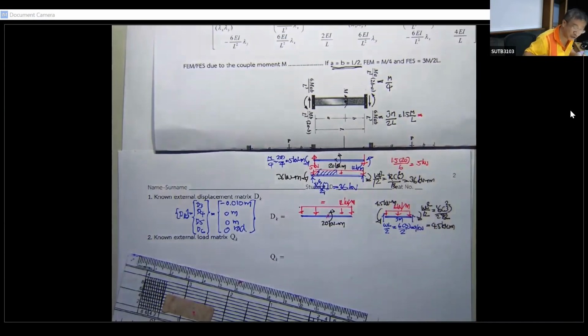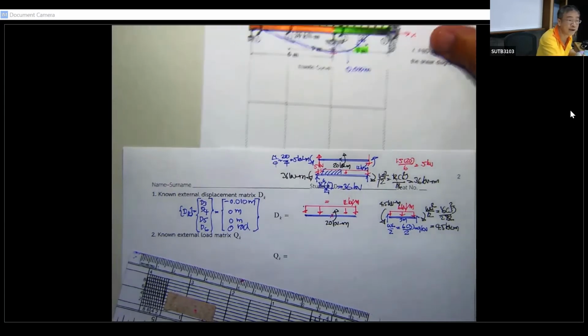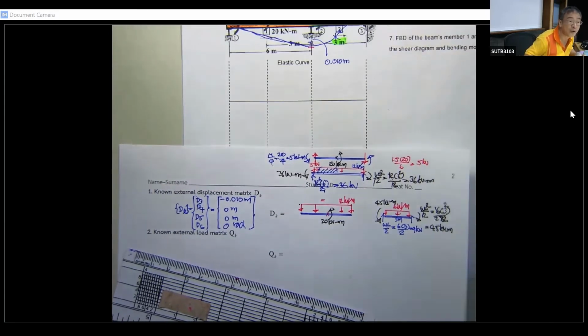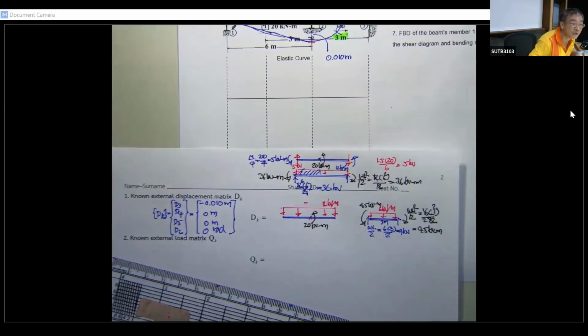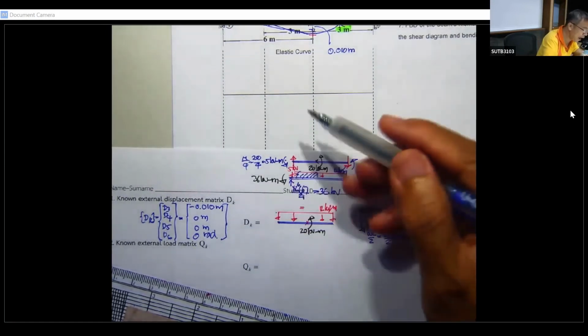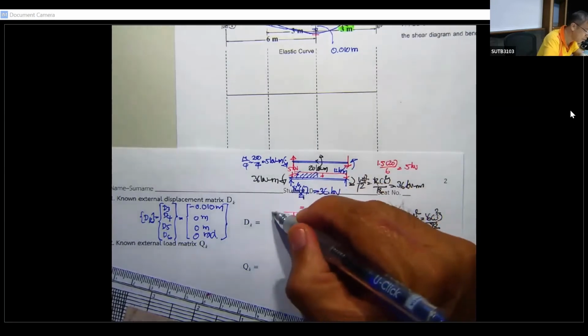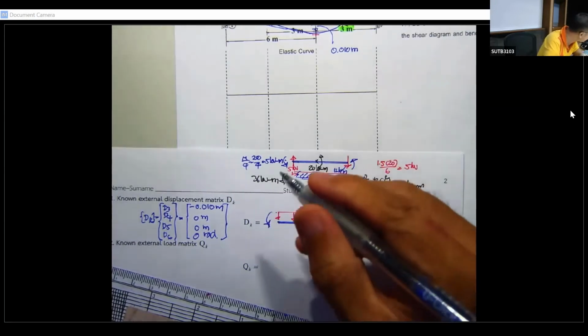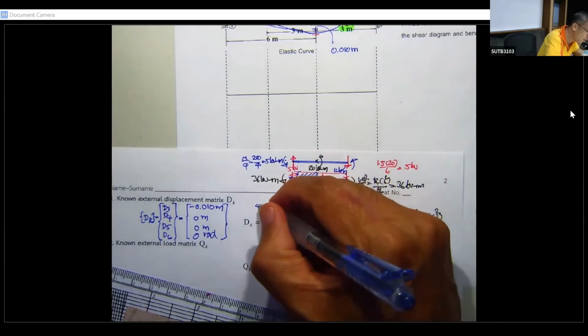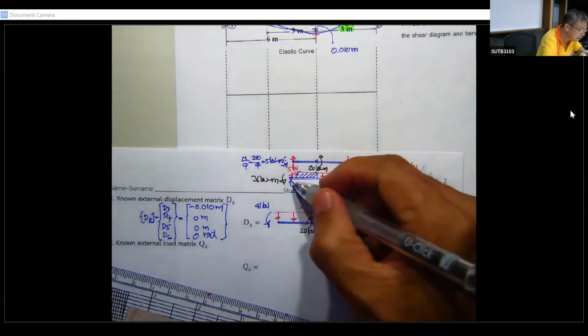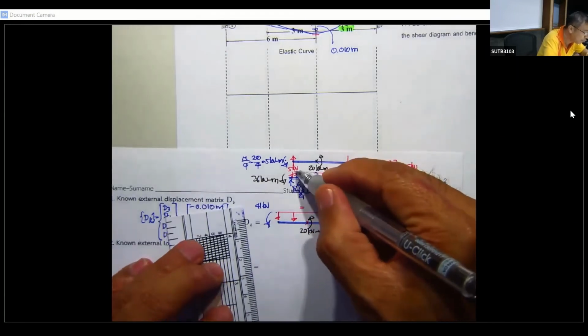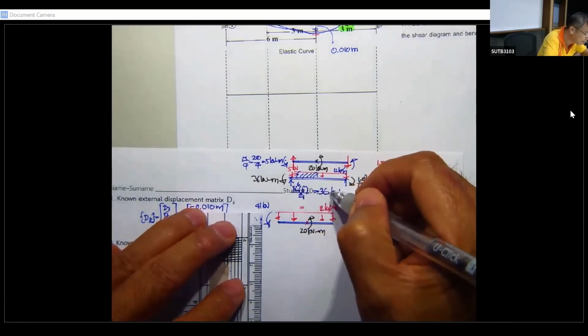And then you need to combine them together. Let me move this one to here. What we have is the blue and the black. When you combine them, this is going to be 41 kilonewton, and then the shear here, that is 5, that is 36.